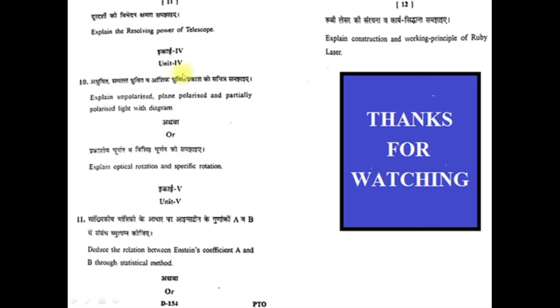From unit 4, the question is, explain unpolarized, plane polarized and partially polarized light with diagram. So you have to explain these 3 with the diagram, then only you will get full marks. Its OR question is, explain optical rotation and specific rotation. From unit 5, the question is, deduce the relation between Einstein's coefficients A and B through the statistical method. Its OR question is, explain construction and working principle of a ruby laser.